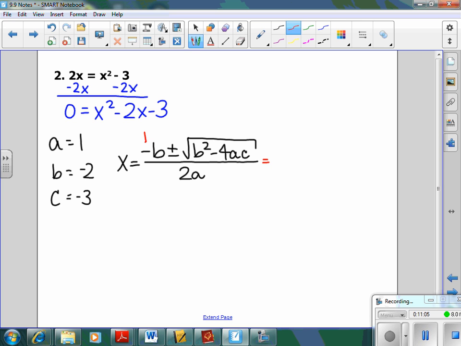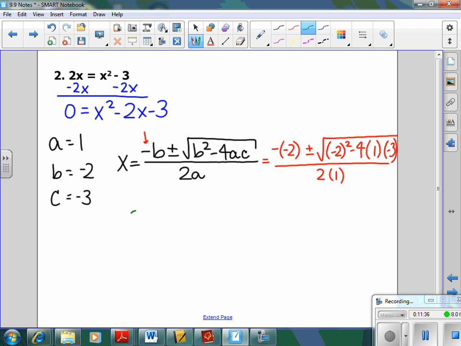This right here says that I want to take the opposite of whatever my b value is. So I have negative 2, or positive 2 when we simplify it, plus or minus the square root of negative 2 squared minus 4 times 1 times negative 3. And it's all divided by 2 times 1. So let's keep simplifying. We know that the opposite of negative 2 is just positive 2, so that's what we're going to have on the outside.